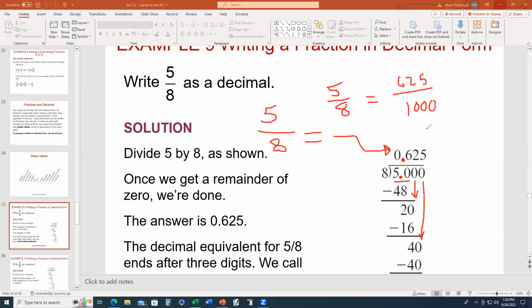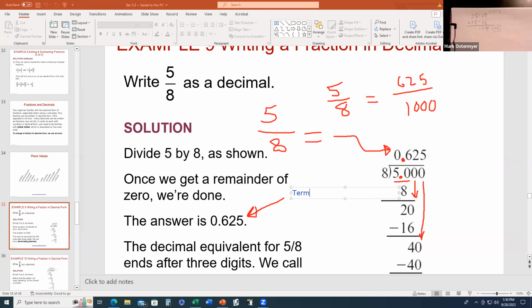5/8 equivalent. So 5/8 is equal to 625 over 1,000, or as a decimal, 5/8 is equal to 625 thousandths, 0.625. We call this a what kind of a decimal? Ladies and gentlemen, that is called a terminating decimal. Terminating decimal, because the decimal terminates after the 5.